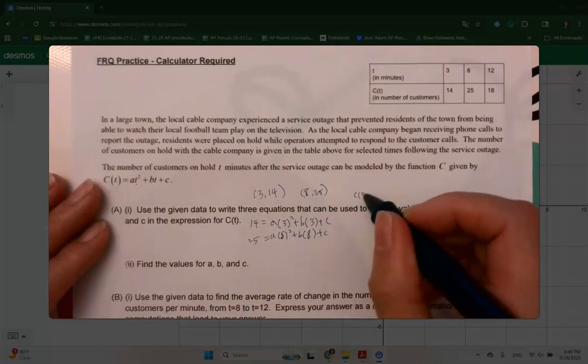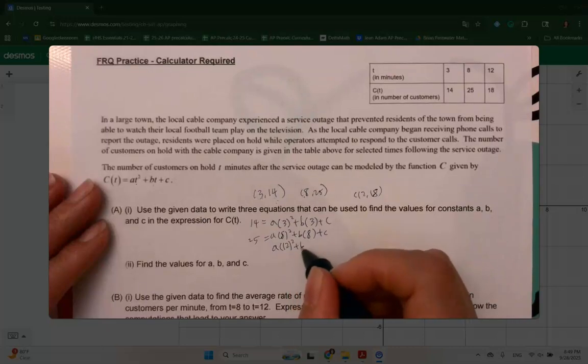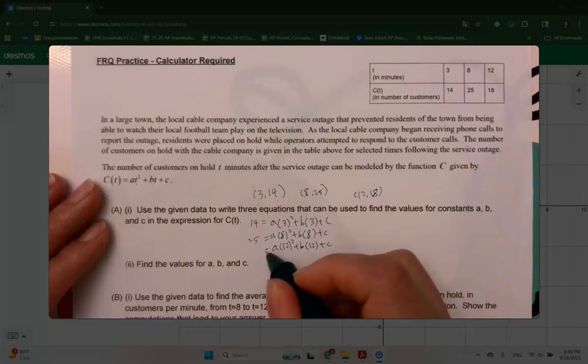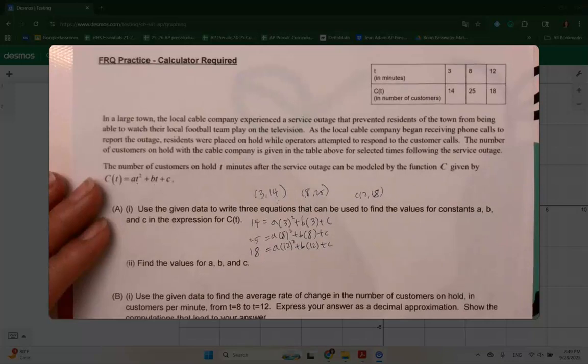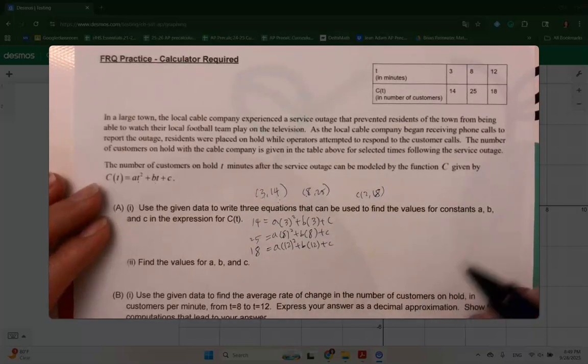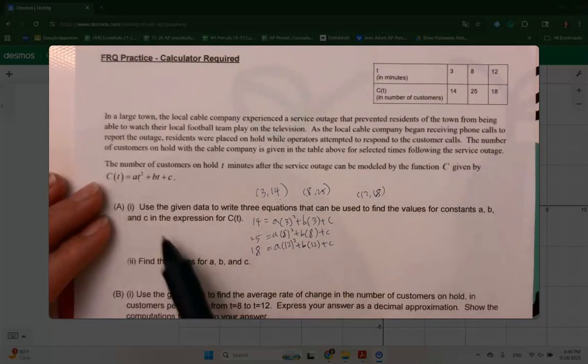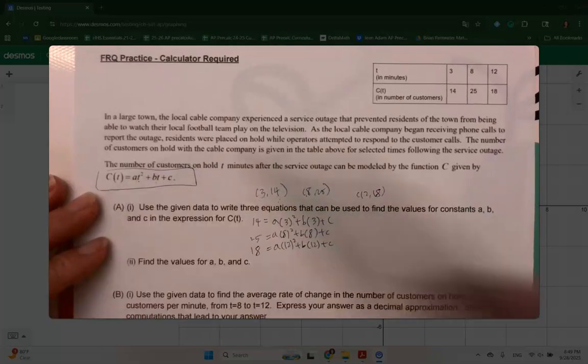Third point was 12, 18. 12 goes into t, equal to 18. Okay, so you can write it like that. I'm done. 1 point. I don't do any math. That's all you need to do. You just plug it in for the correct function over here.